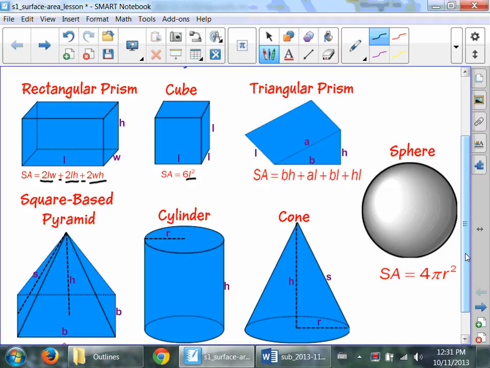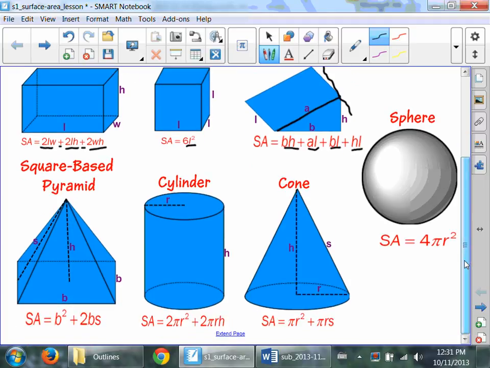A triangular prism, its surface area is going to be the base times the height, plus A times L, where A is the slanted length, plus B times L. That'll give us the bottom of the triangular prism, and then H times L, and that will give us the back here. A sphere is just 4 pi r squared. So as long as you know the radius, you can find the surface area of a sphere.